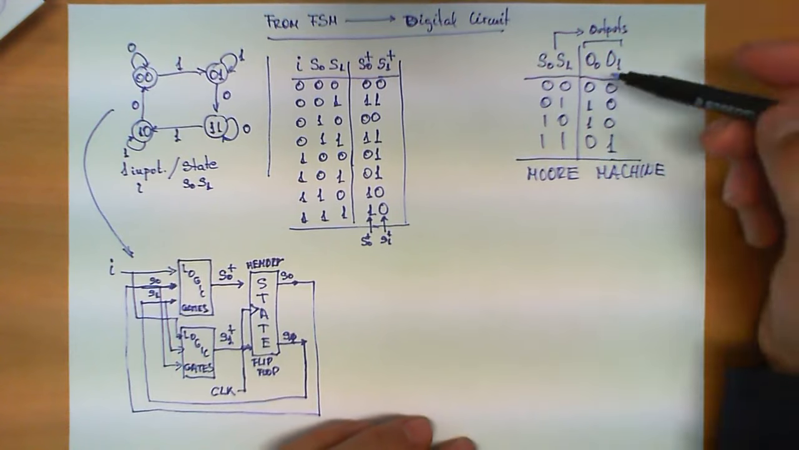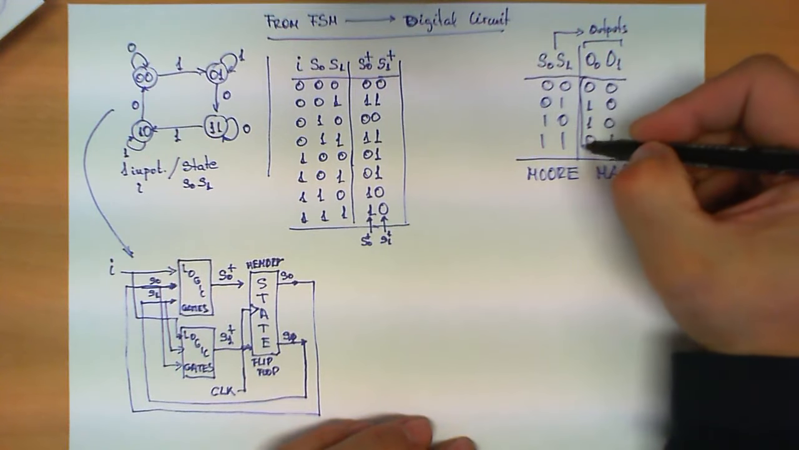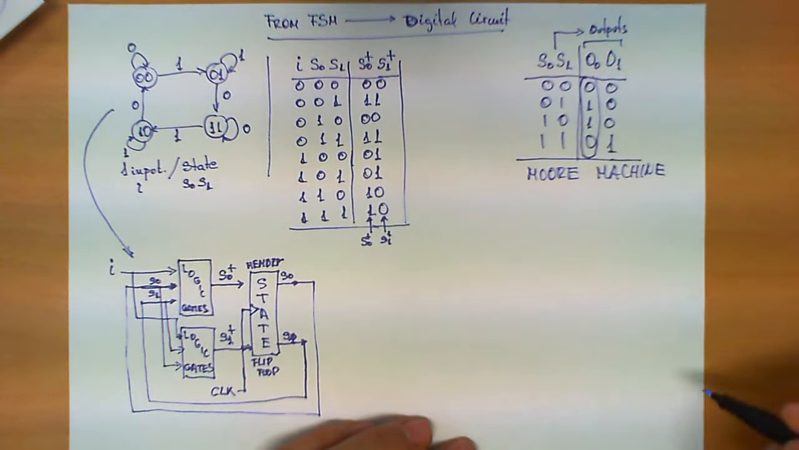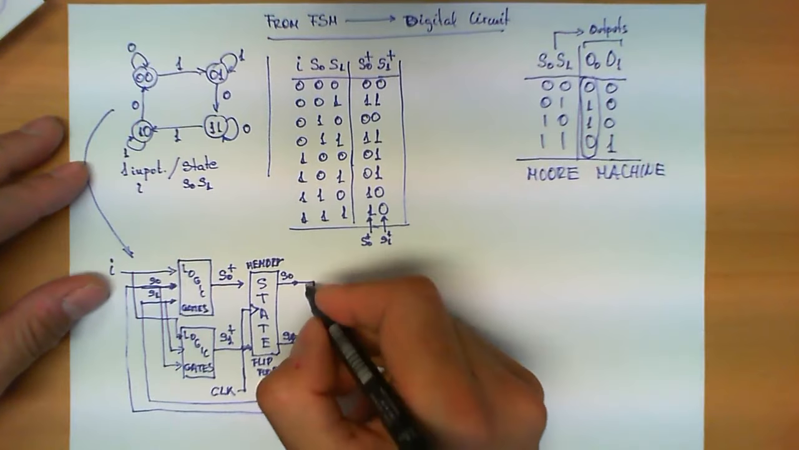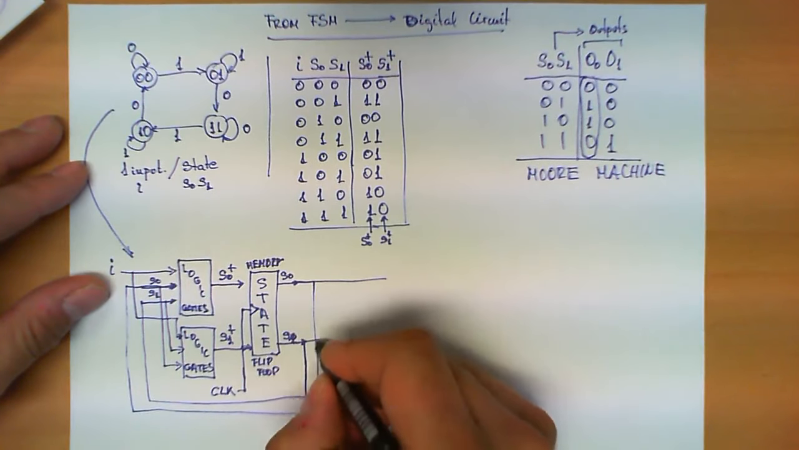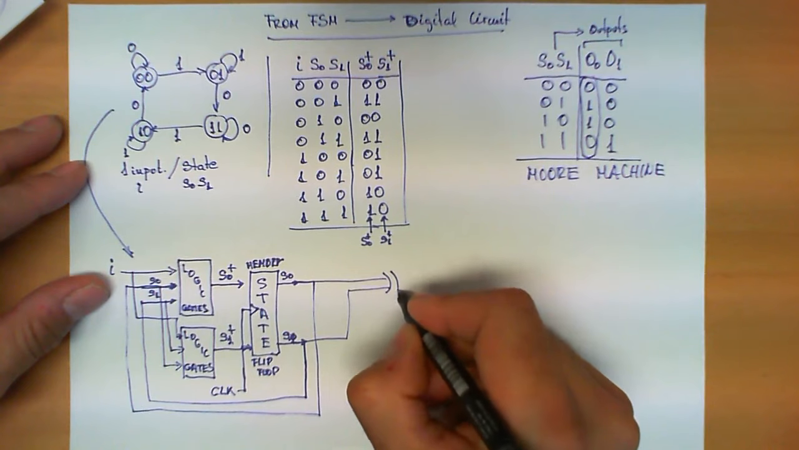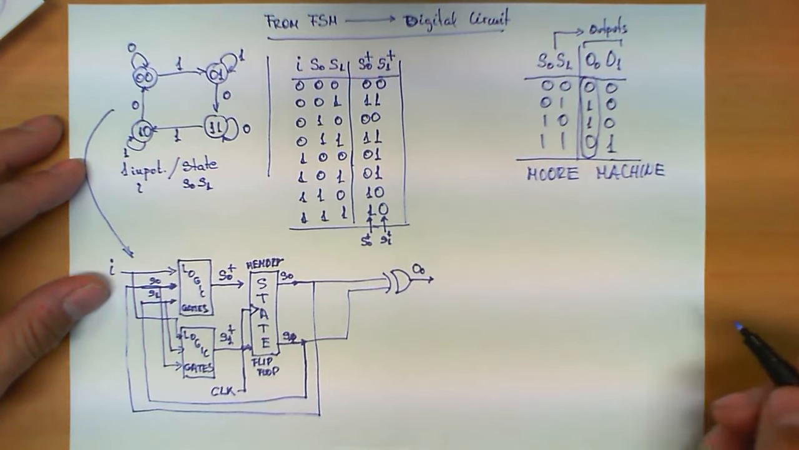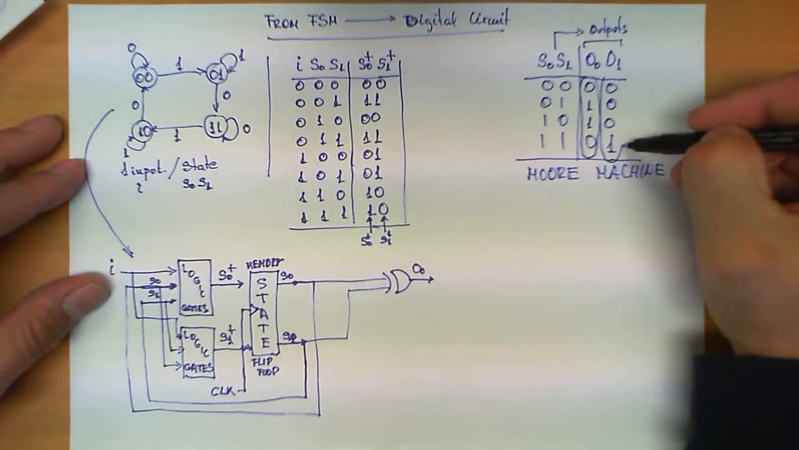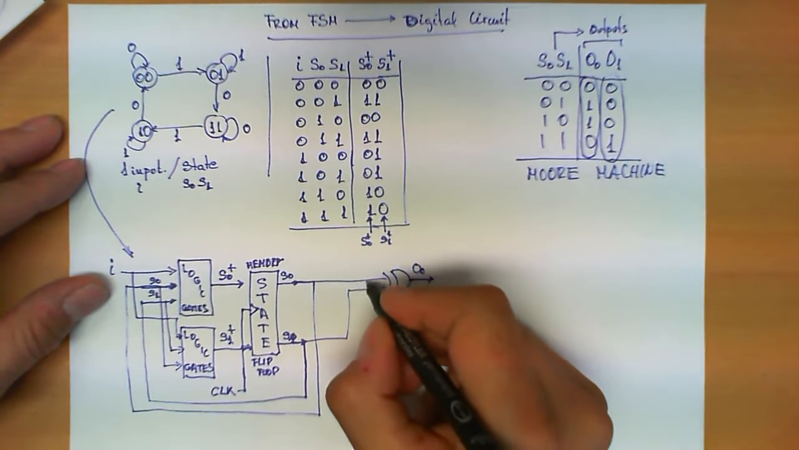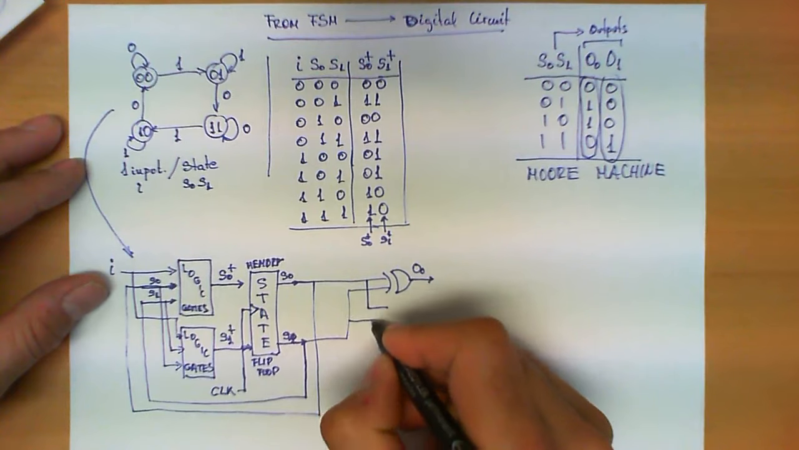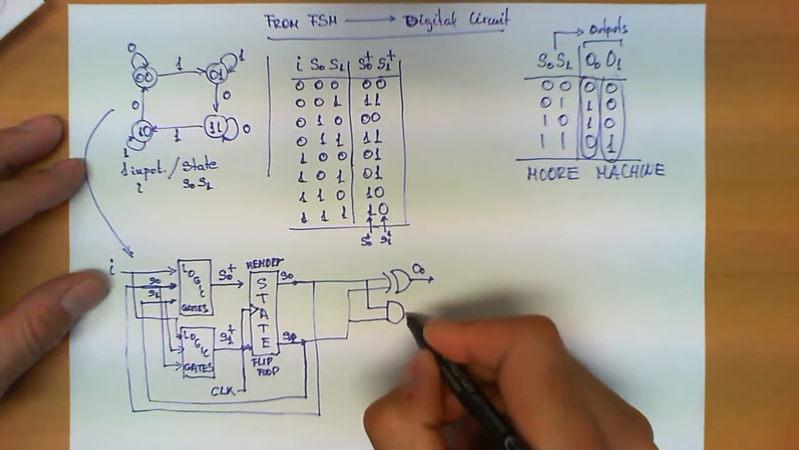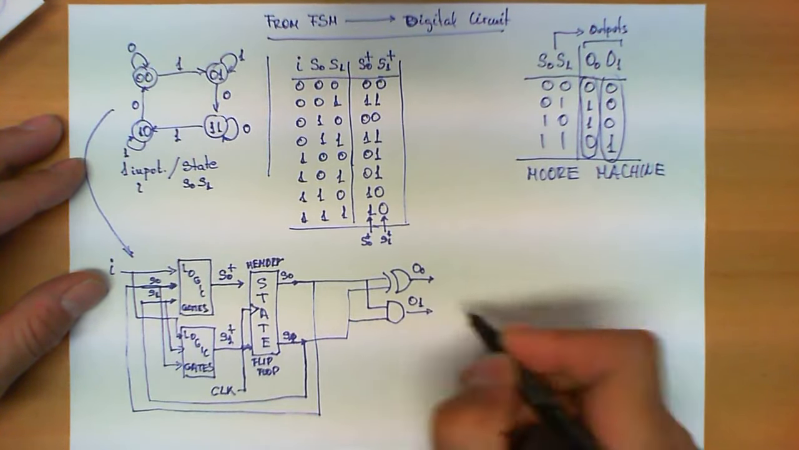Well, it's very simple. We just need to implement a Boolean function that gives us this truth table, which just so happens to be, if I take this signal and this signal, actually an XOR gate. This will give me output O0. And in this case, if we look at this truth table, it is actually an AND gate. This will give us O1.